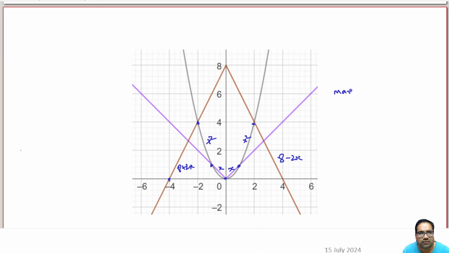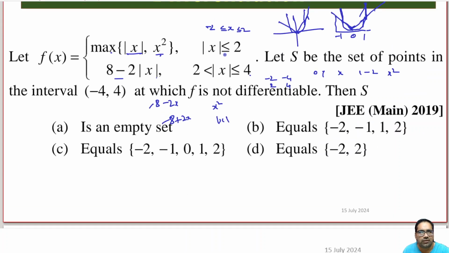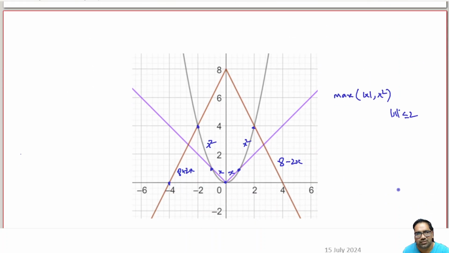So this is what is given: max of absolute value of x comma x square when absolute value of x is less than or equal to 2. What does that mean? x is between minus 2 and plus 2, and we have to find the maximum between absolute value of x and x square. That is this line and this line. Between 0 and minus 1, and 0 and plus 1, it is x, and after that it is x square.